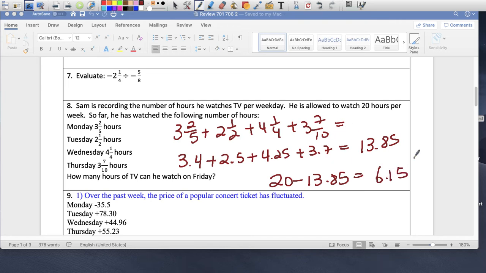If it's a multiple choice question, well, actually this is not, but if it was, you can change 6.15 into 6 and 15 over 100. We're going to simplify that, and it's 6 3/20. That's how many hours he has left. So you have two versions, a decimal version and a fraction version, but they mean the same thing.